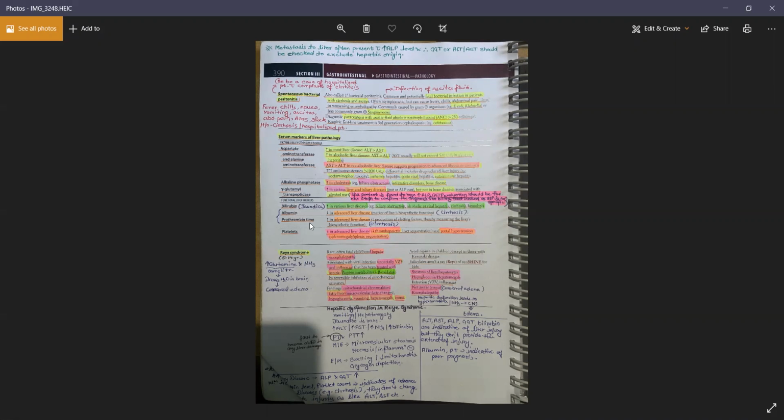We have discussed Reye syndrome, how it can inhibit beta oxidation, and as a result fatty liver will occur, right? And the patient will also get hepatic encephalopathy.